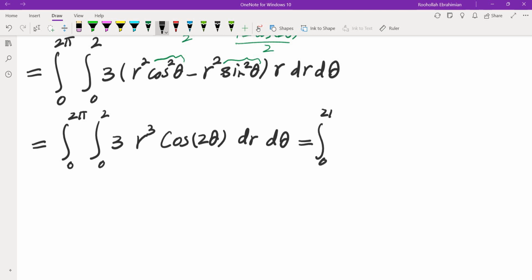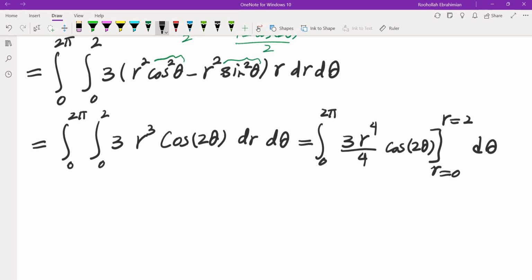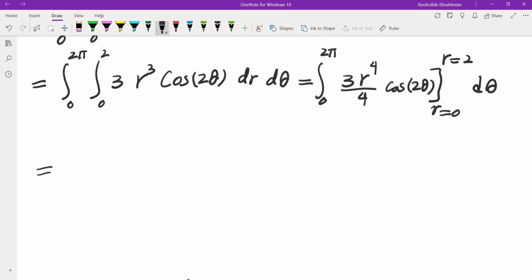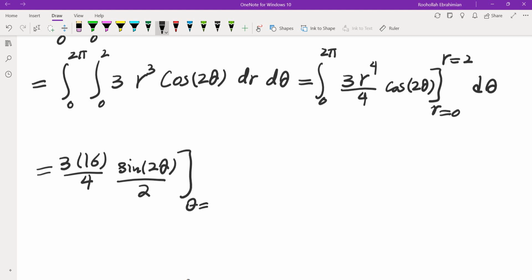Okay, so the first integral is very easy to evaluate. In fact, the second one is also not that difficult. So this is 3r to the 4th over 4 times cosine of 2 theta from r equals 0 to r equals 2, d theta. Once we evaluate this, we get 3 times 16 over 4, and this would be sine of 2 theta over 2, because when r is 0, it is just 0. And this is from theta equals 0 to theta equals 2 pi, which is clearly just 0.